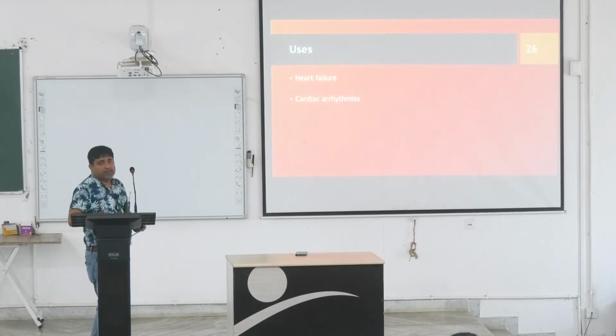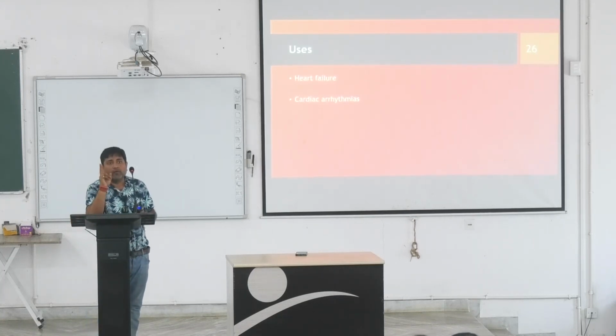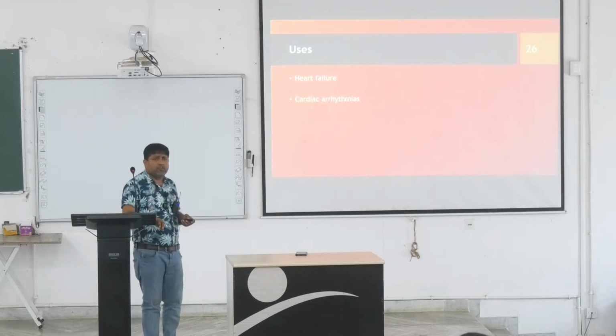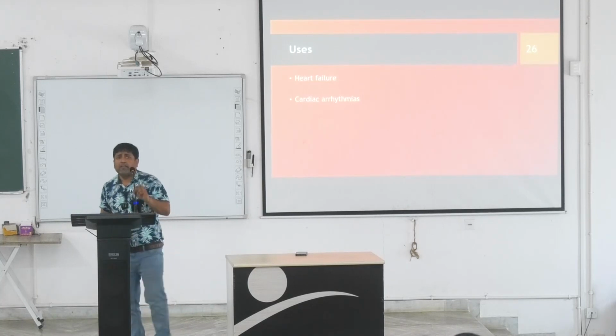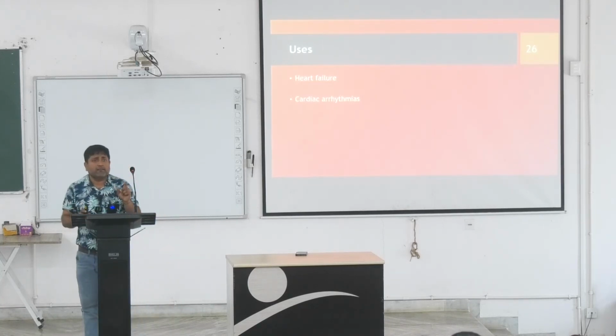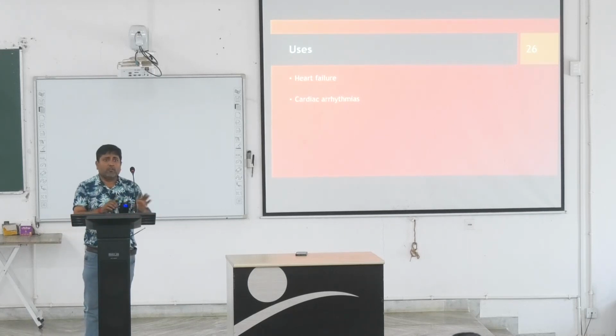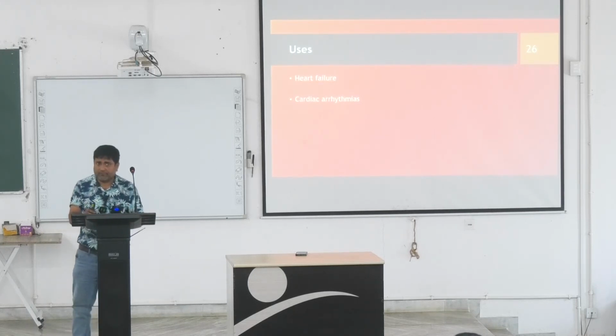Usage of digoxin. In two conditions it is used. One very important, heart failure, and the next one is cardiac arrhythmias. Heart failure, already said, digoxin is the only cardiac glycoside that is currently in medical use. Not digitoxin, not ouabain, not others.